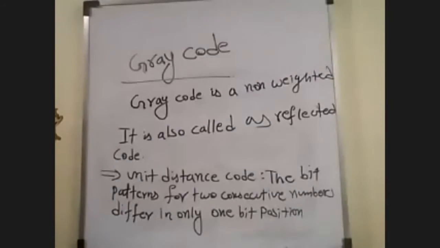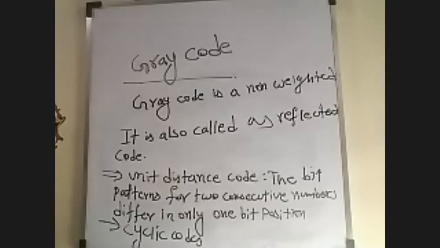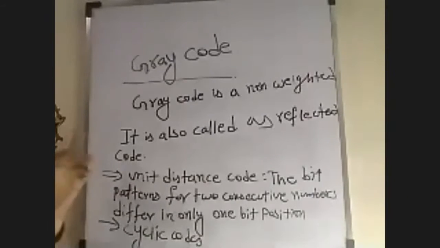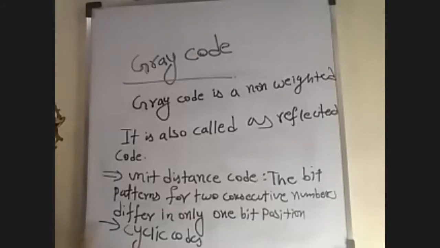These codes are also called cyclic codes. So gray code is a non-weighted code. It is also called a reflected code. It is a special case of unit distance code. Unit distance code means the bit patterns for two consecutive numbers differ in only one bit position. Okay, then the next one.